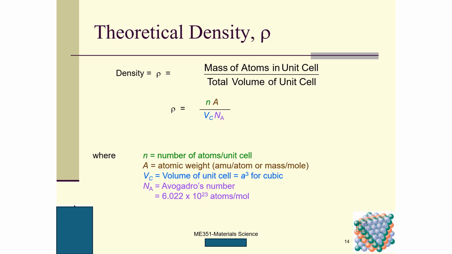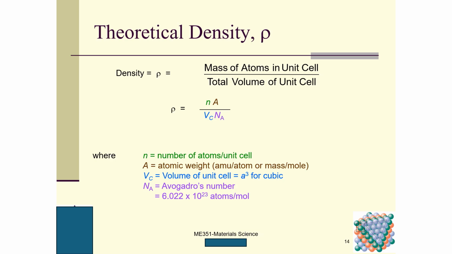If there are no questions, I'm going to continue and introduce a new concept: theoretical density. Density rho equals the mass of atoms in the unit cell divided by the total volume of the unit cell. We know density is weight per unit volume.